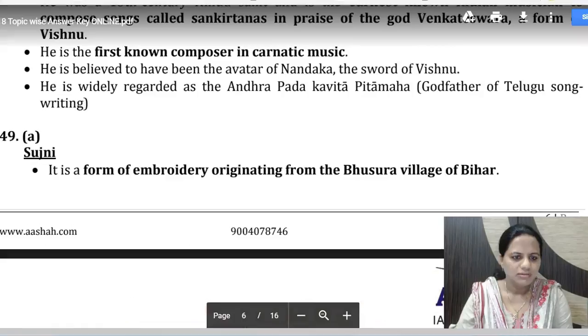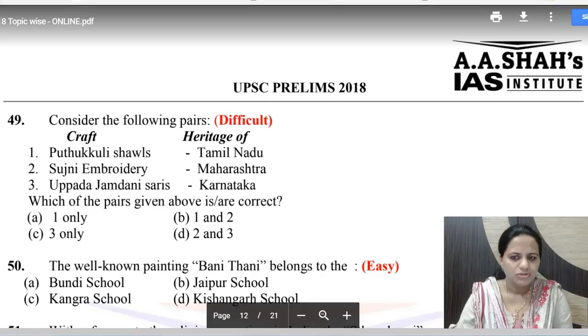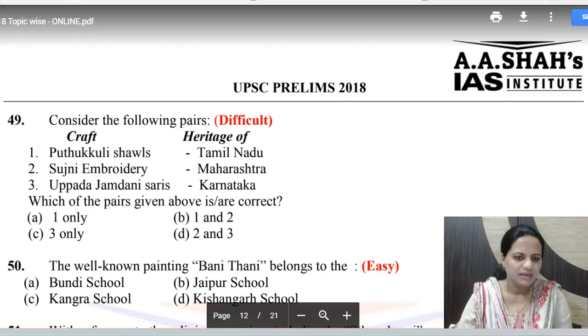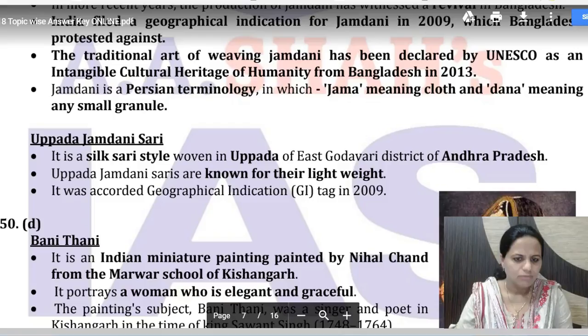Here, actually, Sujani is an embroidery from Bihar. So, Sujani, Maharashtra is incorrect. Uppad Jamdani saris. Jamdani is actually from Bengal and has quite often been in news. But Uppad Jamdani saris are from Uppad of East Godavari district of Andhra Pradesh. This is a silk sari type. So they have also been given a GI tag in 2009.